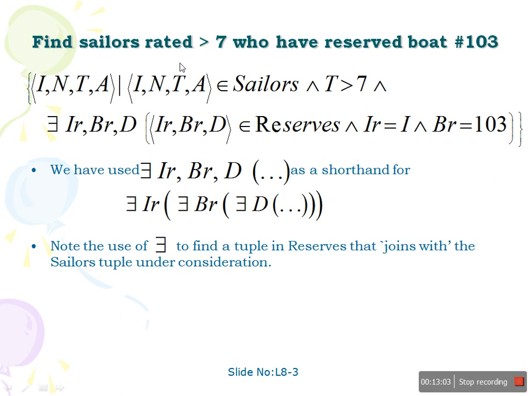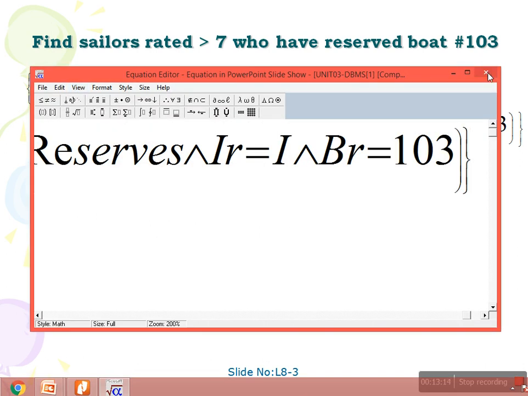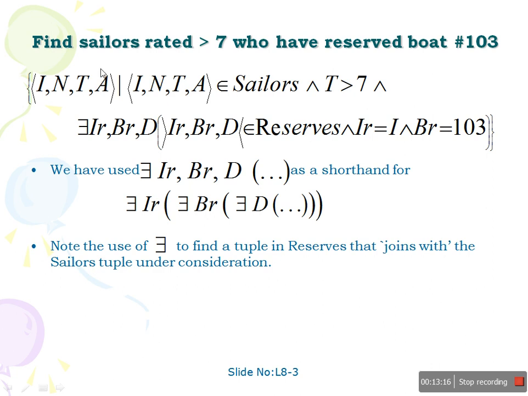So this is another example which we are taking. Find sailors rated greater than 7 who have reserved boat 103. See here. INTA, I want all the sailor information here. The same thing I am representing here also: it belongs to Sailors and T greater than 7. This is one part, which retrieves all the sailors whose rating is greater than 7. Now I want the same persons who have reserved 103.